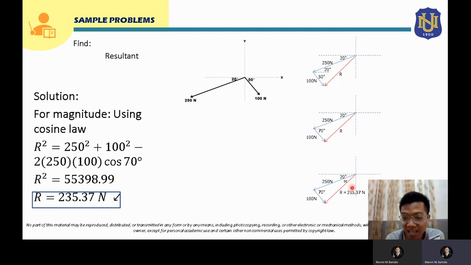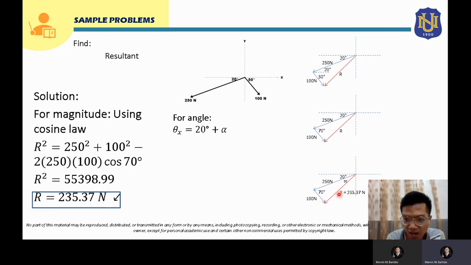Again, that's the angle of inclination of your resultant from the horizontal. So your theta x will be 20 degrees plus this alpha. This is an angle from your triangle, right? So how are we going to solve this alpha? From the given that are available, we have here the side of the triangle R, which is now available. This is 235.37 Newton. And also, we have here the 250 Newton side, the 100 Newton side, and the 70 degrees angle.